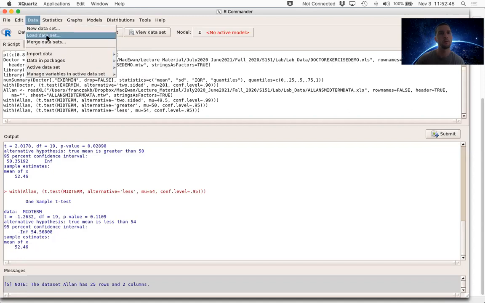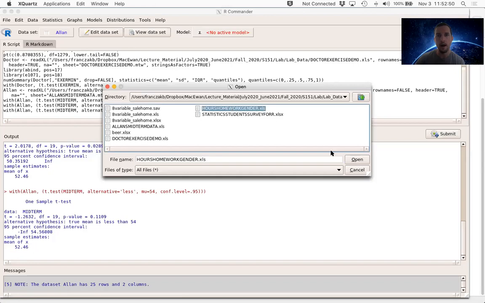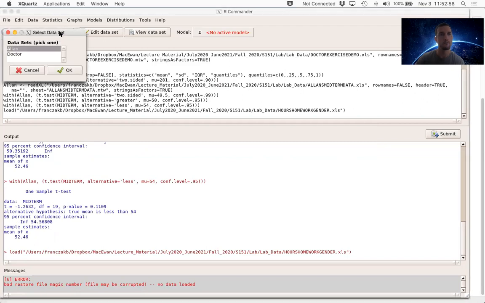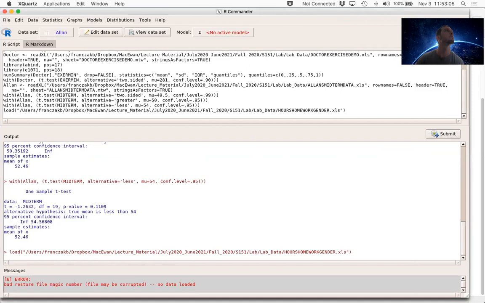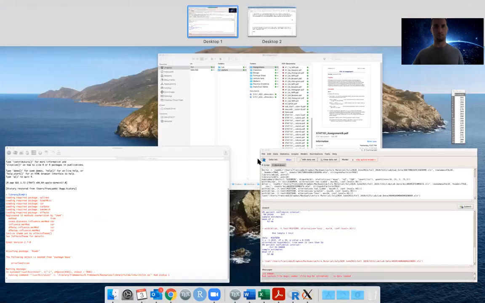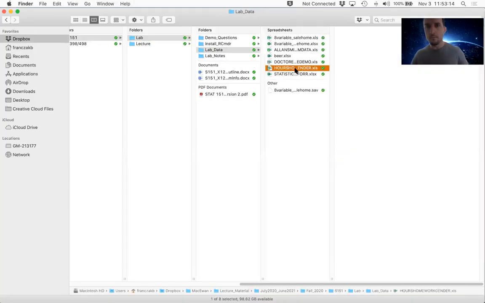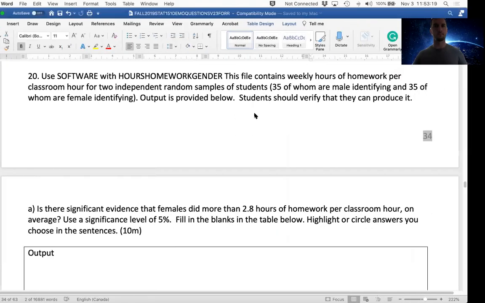Okay, so we are now working with this hours, home, work, gender data. I've loaded this in here. Okay, let's see. Oh, it didn't work. File may be corrupt. Let's try this again.